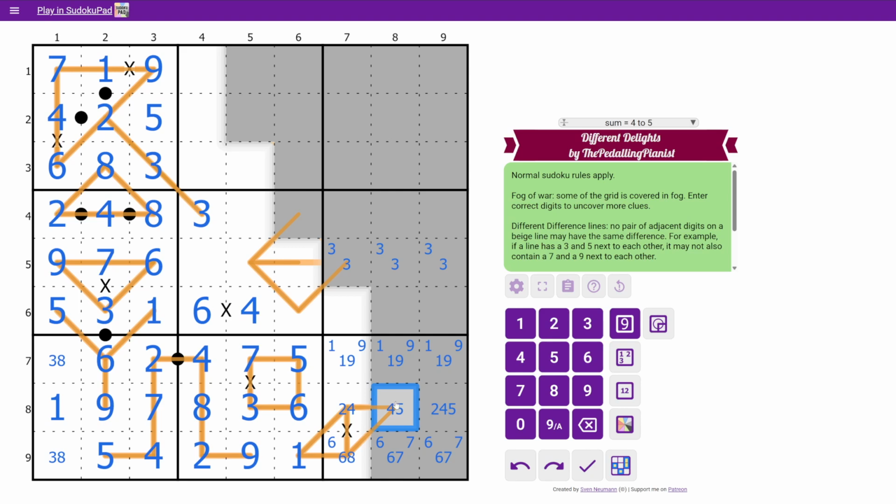If this is a 5, then this is a 2 and 8. If it's a 4, oh wait, what? If this is a 5, it is a 2 and 8. If it's a 4, it's a 2 and 8. Well, there we go. We have a 4-5 combo there.